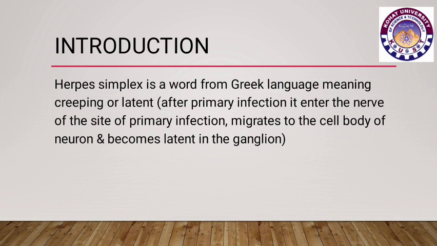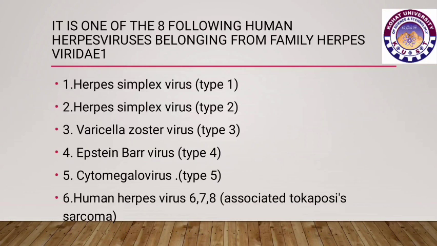Introduction. Herpes simplex is a word from the Greek language meaning creeping or latent. After primary infection, it enters the nerve at the site of the primary infection, migrates to the cell body of the neurons and becomes latent in the ganglions. It is one of the 8 human herpes viruses belonging to the family Herpesviridae: herpes simplex virus type 1 and type 2, varicella zoster virus type 3, Epstein-Barr virus, cytomegalovirus, and human herpes virus 6, 7, 8, associated with Kaposi sarcomas.